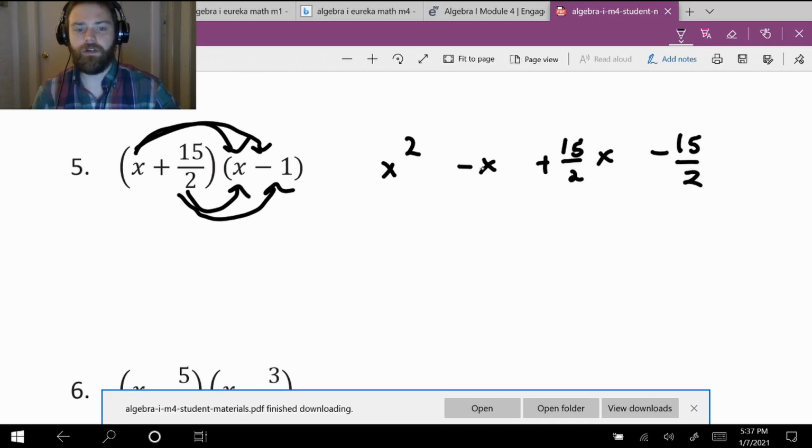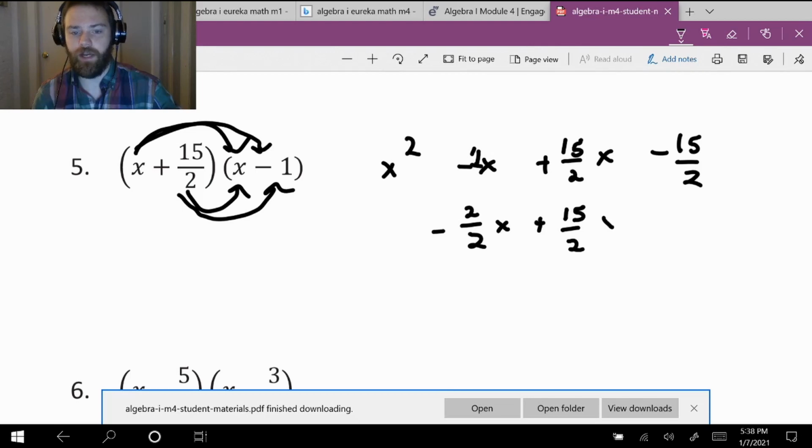So if you take a look here, I can convert this fraction. I've got negative 2 divided by 2. So all I'm doing is taking this negative 1 and converting it. Negative 2 divided by 2, if you type that into your calculator, is the same thing as negative 1. And the only reason why I changed that coefficient is so I can add these two x's.